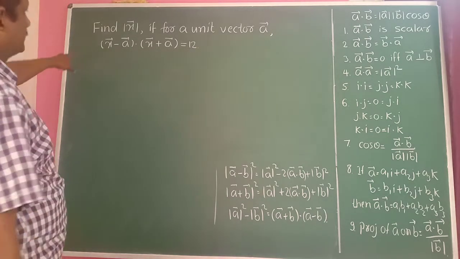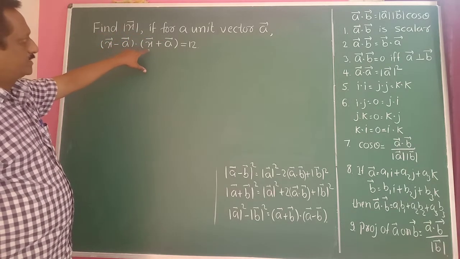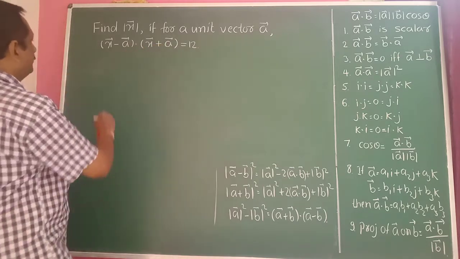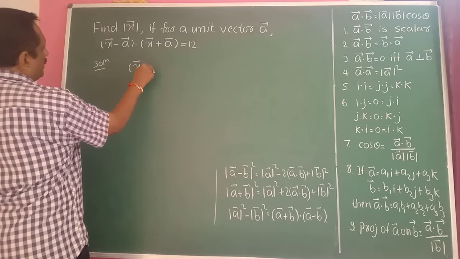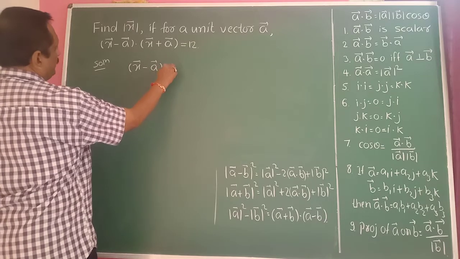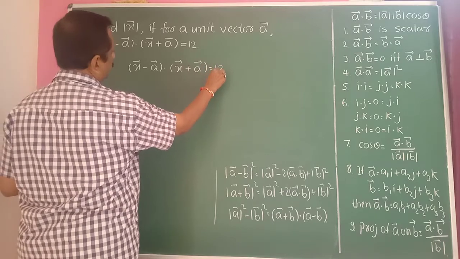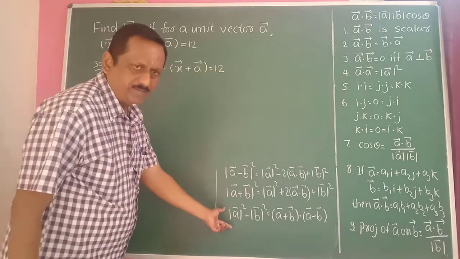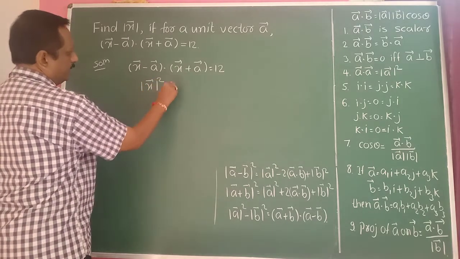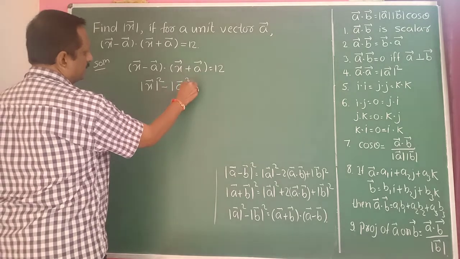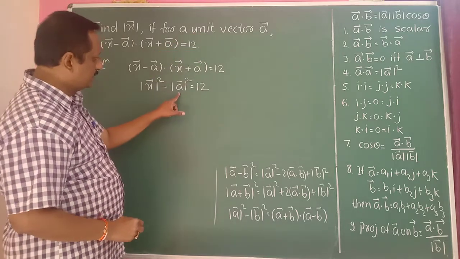Here, find the modulus of x bar, if for a unit vector a bar, (x bar minus a bar) dot (x bar plus a bar) is equal to 12. Let's take a previous example here. Take the solution. Here (x bar minus a bar) dot (x bar plus a bar) is equal to 12. So using this formula, this is modulus of x bar whole square minus modulus of a bar square is equal to 12.